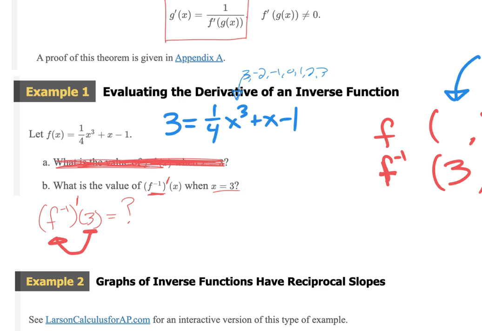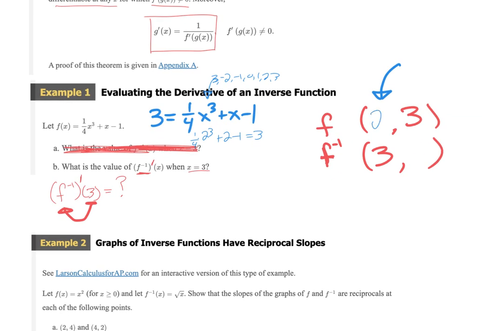But on this one, I think 2 cubed times 1/4 plus 2 minus 1 does in fact equal 3. So this x value is 2 and this y value is 2. That's kind of like a side problem to help us set up the initial problem.